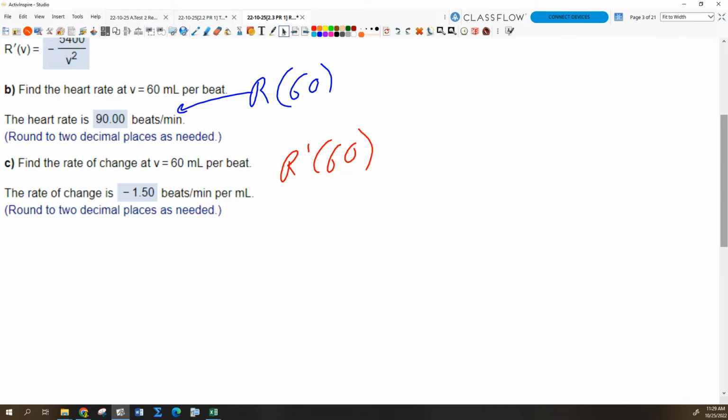Okay. Now, what's that mean? The rate of change is negative 1.5 beats per minute per milliliter. What's that mean? Yeah, okay. So my heart rate is decreasing at that moment, and this is a measure of the rate at which it's decreasing. Does that make sense? Okay. All right.